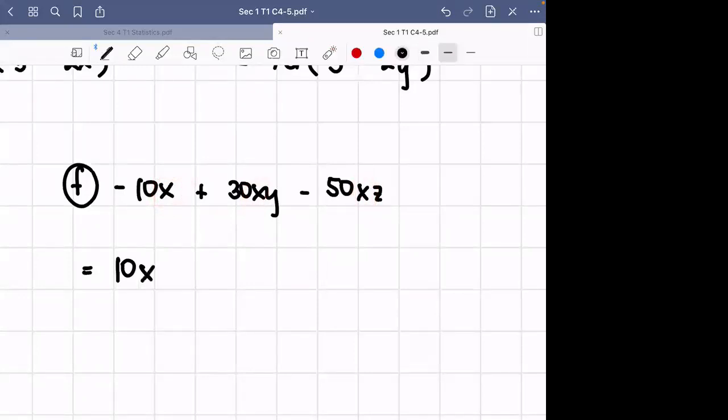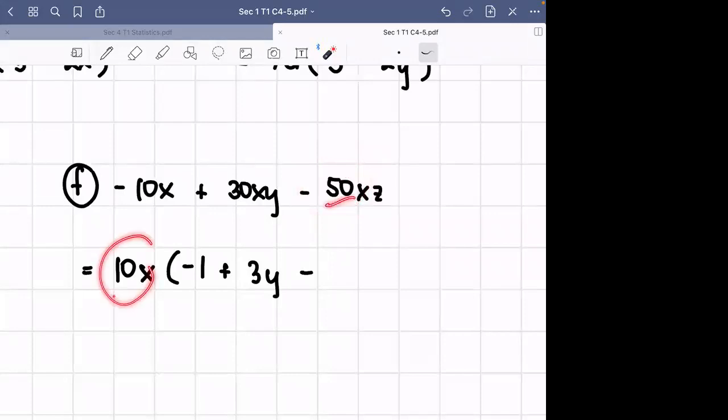Okay. So it's 10x. So negative 10x divided by 10x will give you negative 1. Right? And then 30xy divided by 10x. So 30 divided by 10 is 3. And then xy divided by x. So what's left? Y. And then minus. So 50xz divided by 10x. So 50 divided by 10. This is 5. And then xz divided by x. So x is cancelled. So what's left? Z. Okay, so this is your answer.